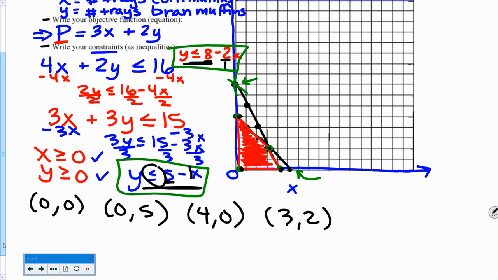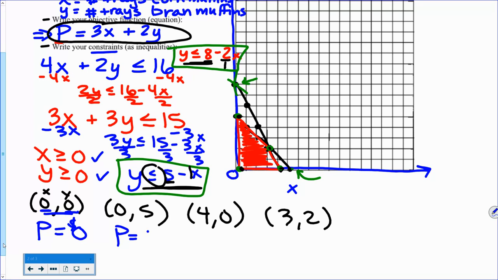From here, we will take a look at our objective function. Now this has a purpose, which is why we had to set that up. I'm going to plug in my x and y values for each of these points to determine which one is going to give me the maximum profit. Obviously, this one is not going to give me a very good profit since I am not making any trays of corn or bran muffins. So you would make $0 if you do not make anything to sell. Over here, I would have 0 plus 5 times 2. So that would be $10 profit.